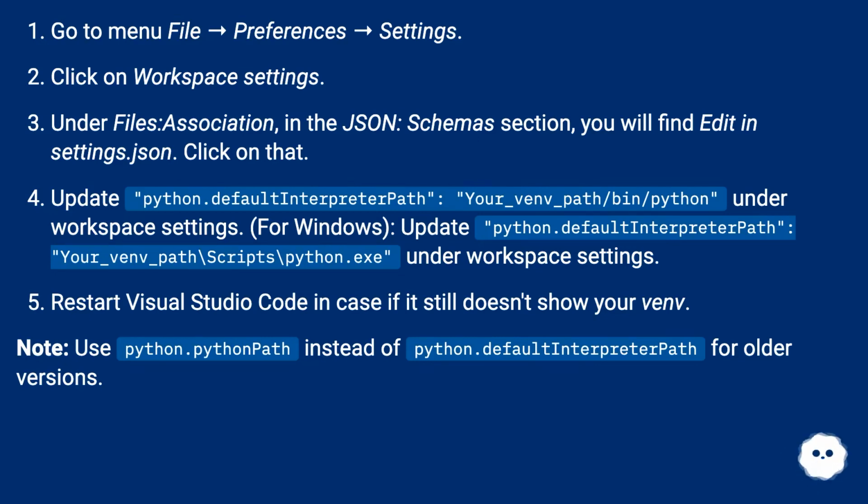For Windows, update python.defaultInterpreterPath: your_venv_path/scripts/python.exe under Workspace Settings. Restart Visual Studio Code in case it still doesn't show your venv. Note, use python.pythonPath instead of python.defaultInterpreterPath for older versions.